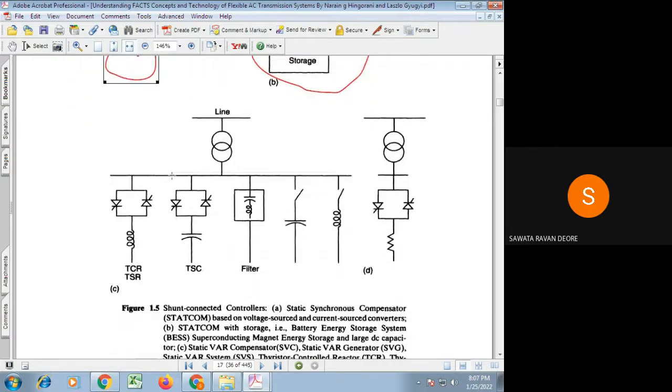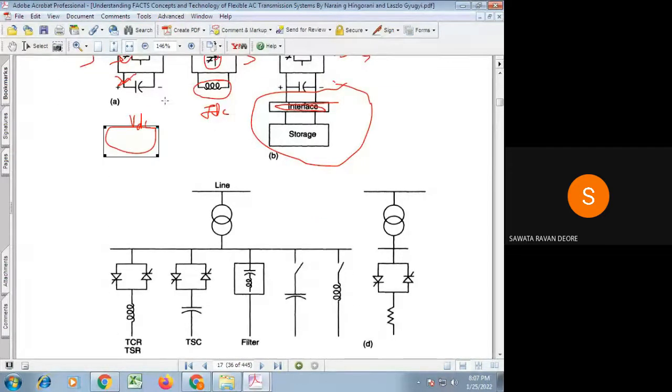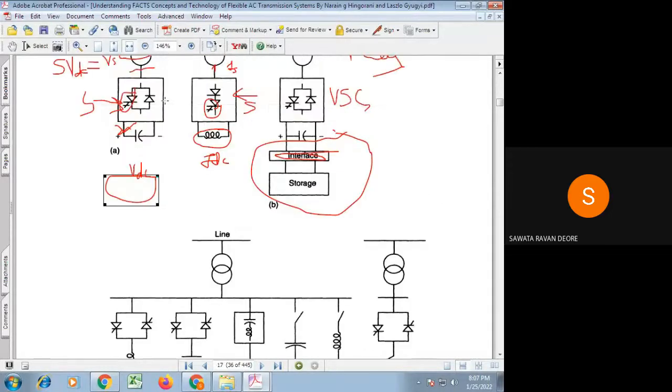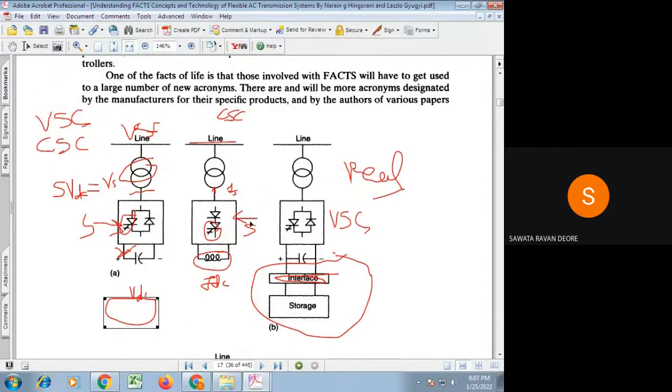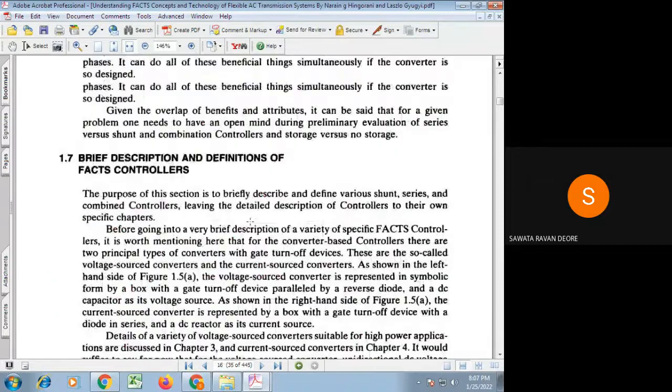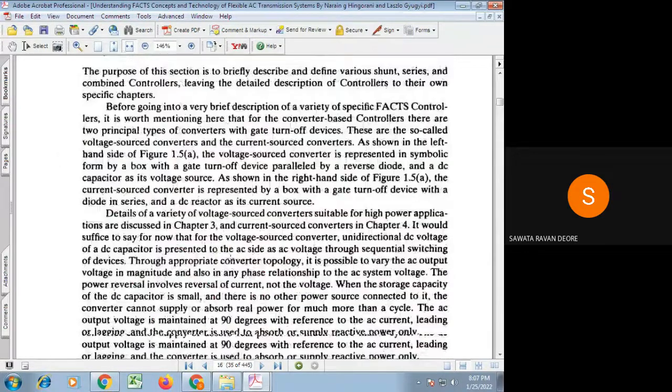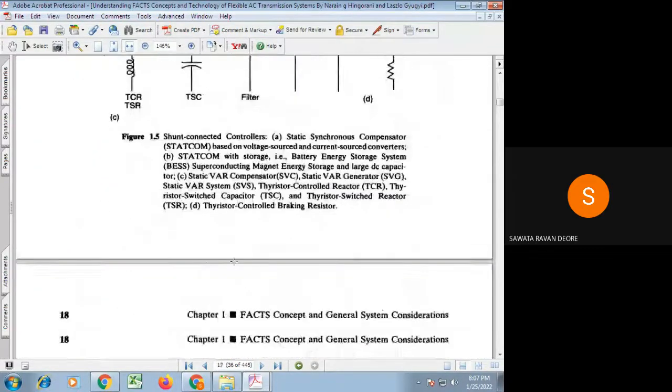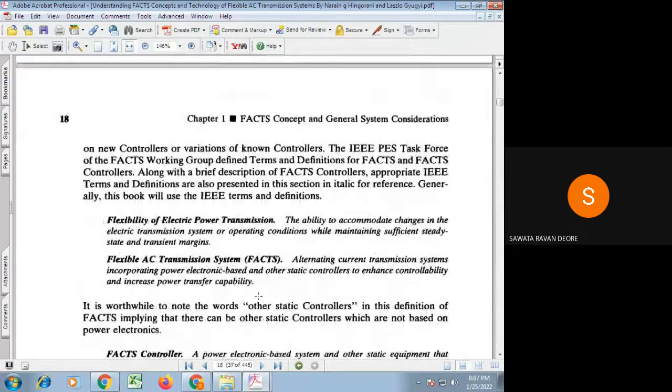Now, along with this, there are some other devices. So, as I said, these are the FACTS controller. So, there are some basic definitions as per IEEE standards mentioned there in the book. So, we should be aware of that definition.